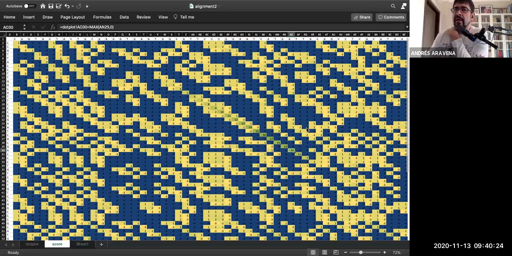This is all Excel magic. So the blue cells are very bad, and the more green they are, the better they are. In this case, this is the biggest one. It's the value of the score, right? That is the value of the score. Yes.